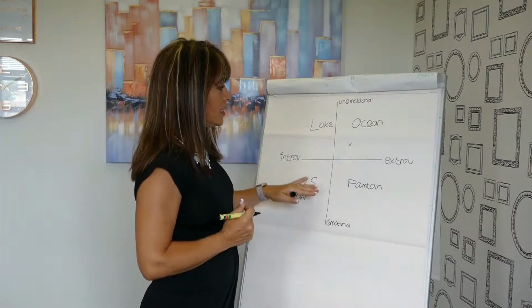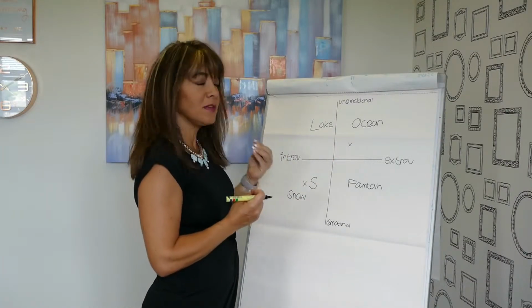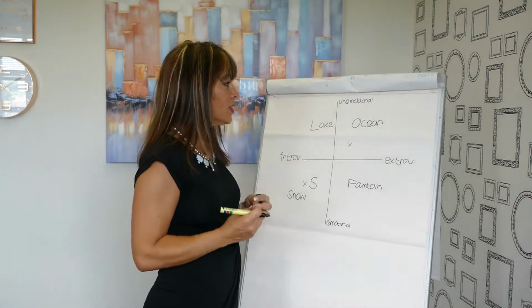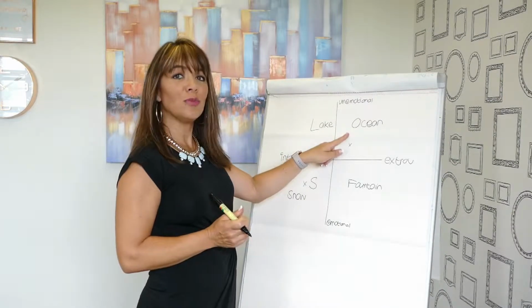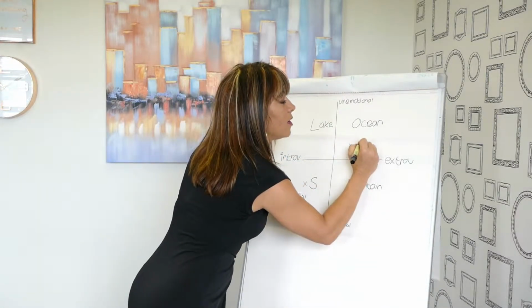And each one of these has got specific strengths, specific weaknesses. But in communication, if you know you're an ocean or married to an ocean, that is the person that only needs about 50%.